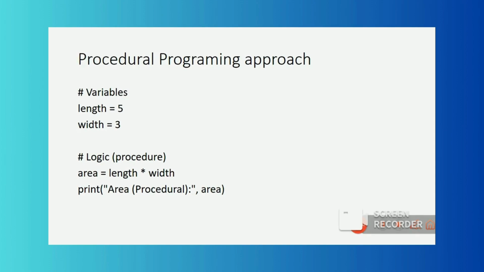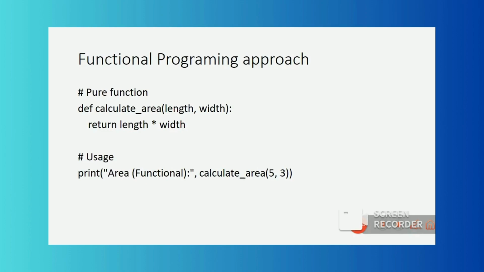So the procedural approach is simple instructions. You can see we are given two variables, length and width, and we are doing an arithmetic operation to find the area. So we are giving a simple instruction to the computer to compute. Functional programming approach: we are defining a function with two parameters, length and width. The function will do the same arithmetic operation, multiplying the length and width, and it will provide the result as a return output.